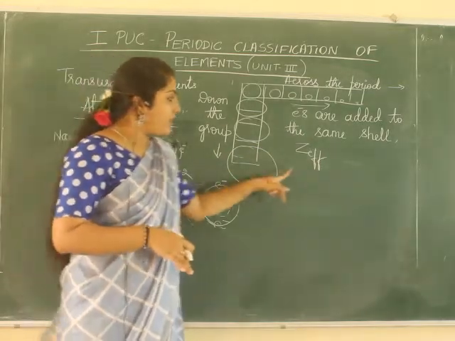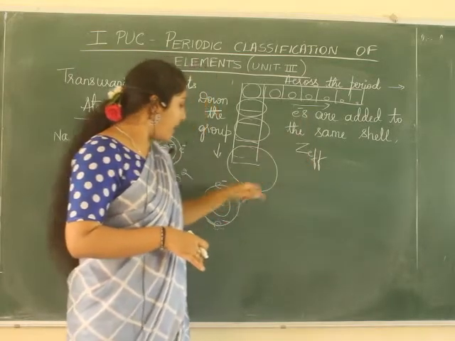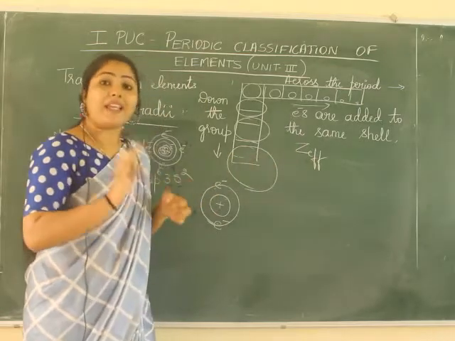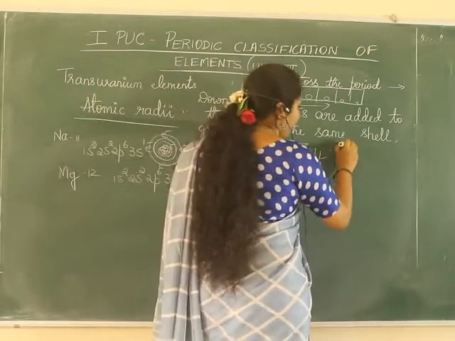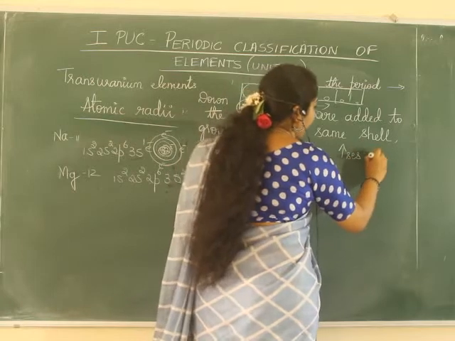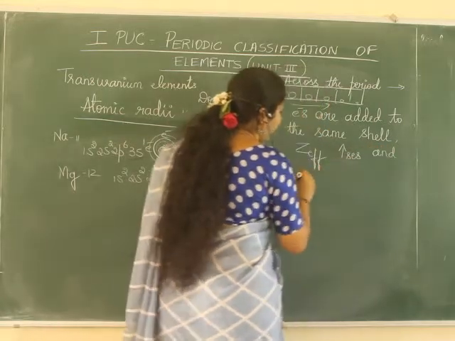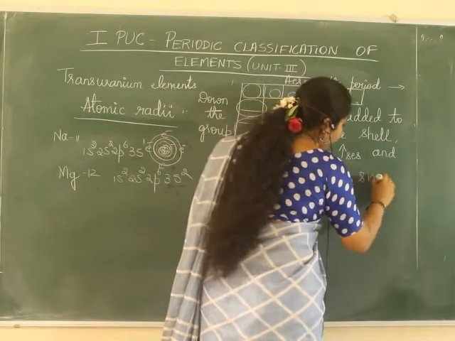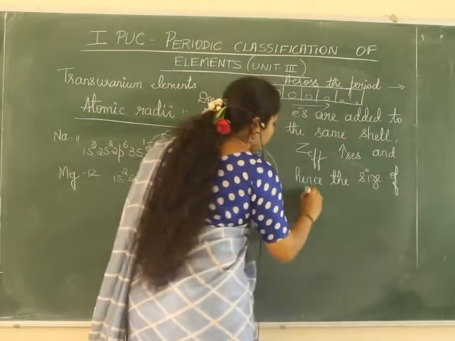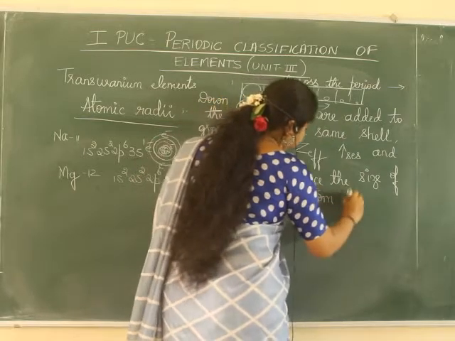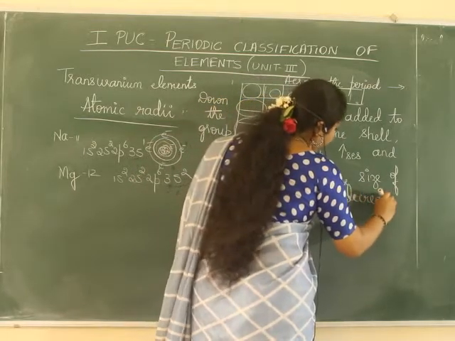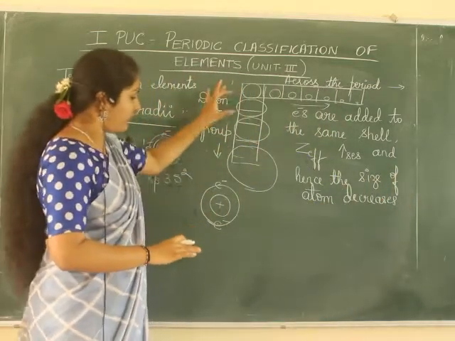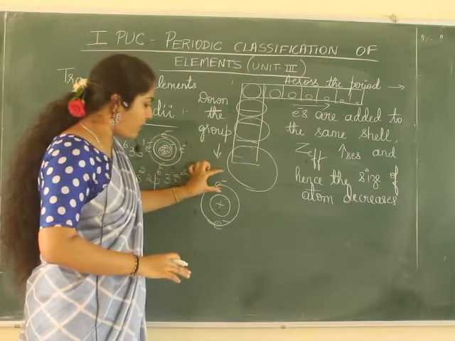In simpler words, what happens? Electrons are added to the same shell, so effective nuclear charge increases, and hence the size of the atom decreases. Understood? This was for one electron I told you in the beginning, it was pulled by the nucleus.